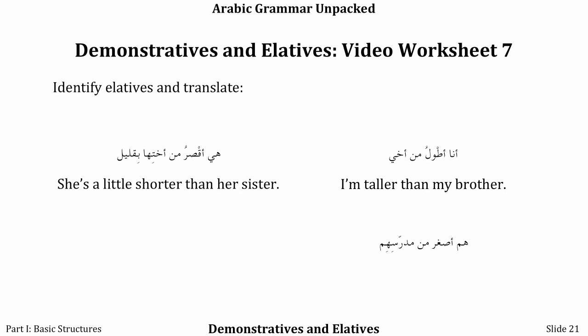In the third example, we have hum, human plural they. But the adjective asghar comes from saghir, and in this case, when we're referring to people, means young, not small. It doesn't change form. It doesn't add a human plural ending, even though we have a human plural pronoun, because elatives don't change form for gender or number. And then we have min, and then mudarrisihim, their teacher. So they are younger than their teacher, is what we're saying here.